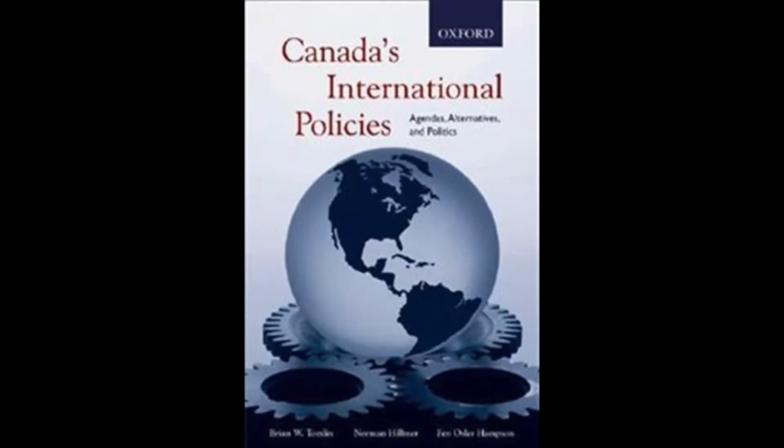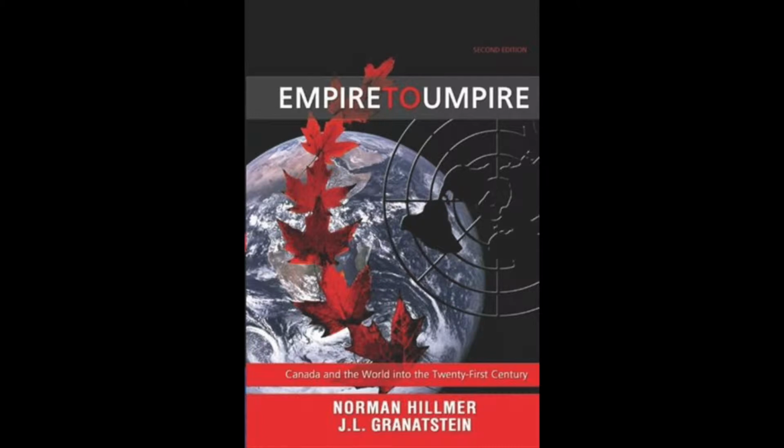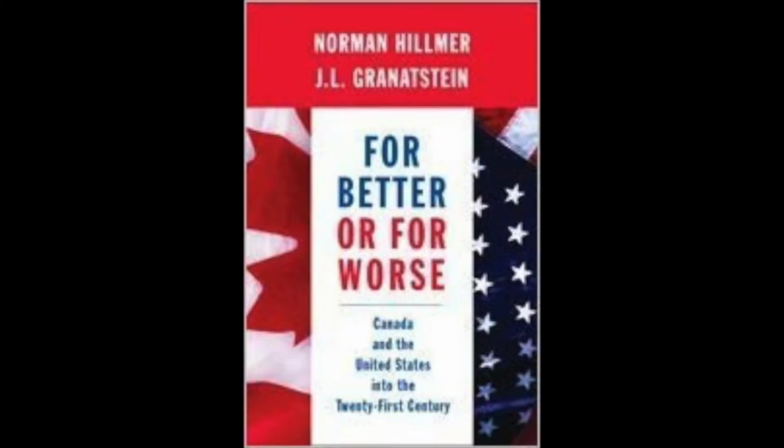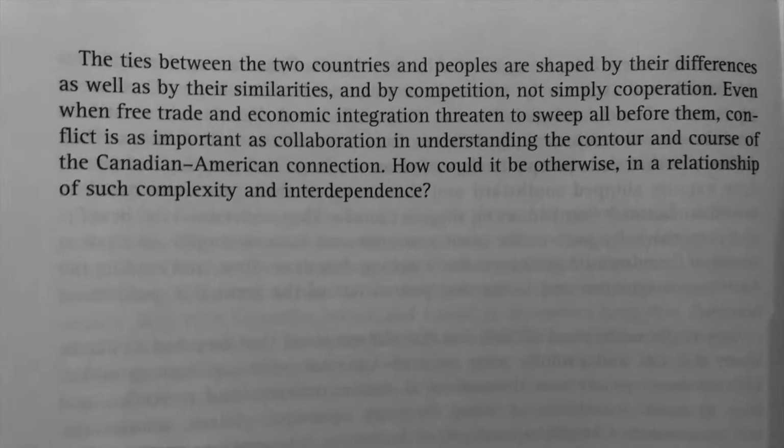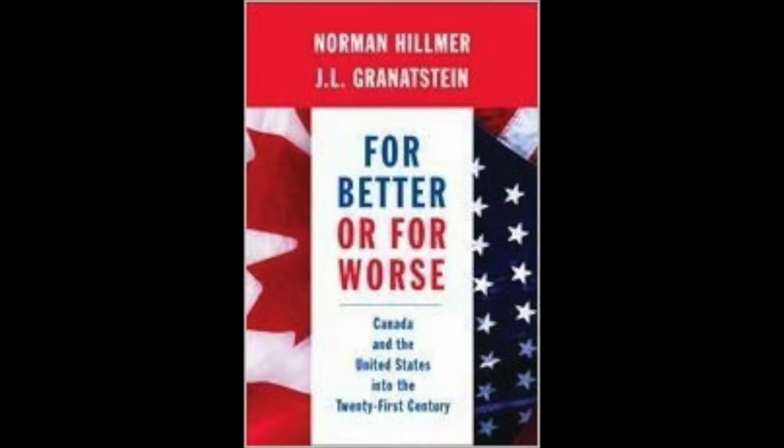Throughout his work on the relationship between Canada and their neighbors to the south, Canadian scholar Norman Hillmer spent years analyzing the economic, social, and political connections the two countries have, while spinning the argument that the ties between the two countries and peoples are shaped by their differences as well as their similarities, and by competition, not cooperation, and that Canadians and Americans are similar to each other in so many ways and bound together by so many ties. They resemble a married couple who must take each other for better or for worse.